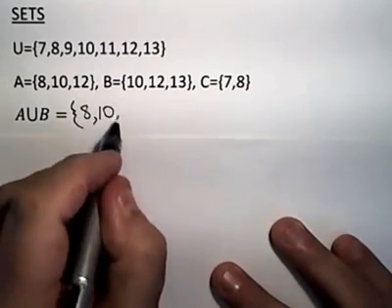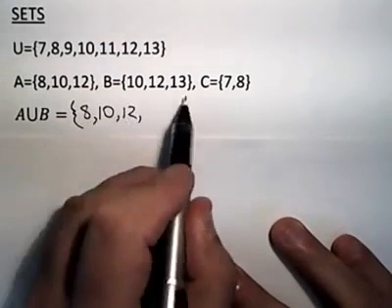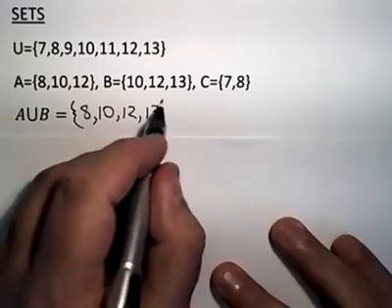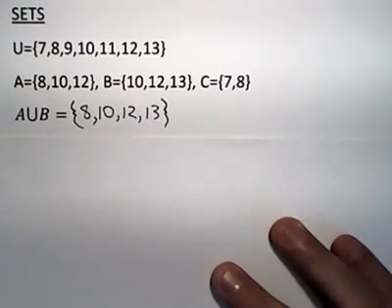And I have a 12. And in B, I have a 13. So if it appears in either or both, then in fact it is in the union.